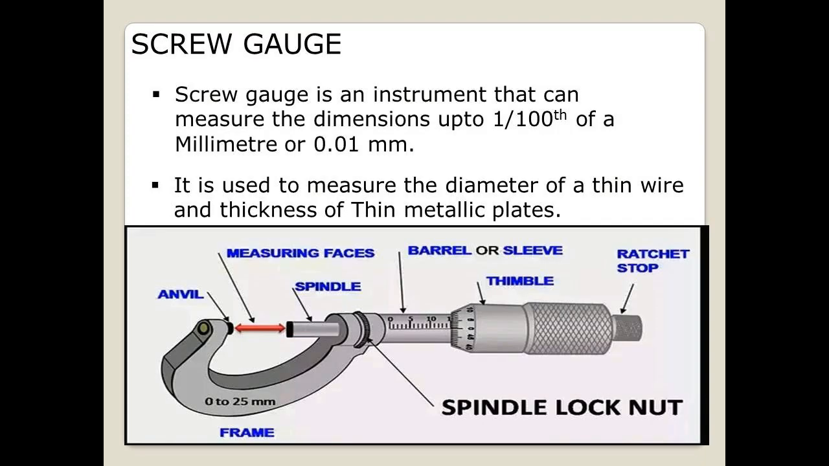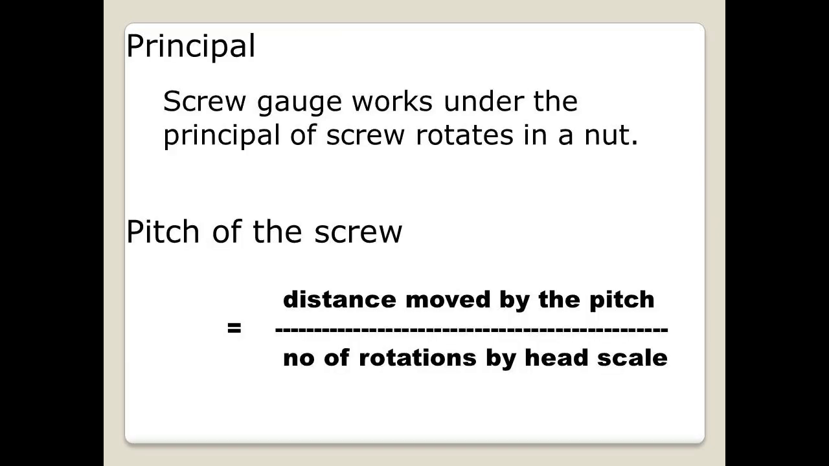Now another instrument, that is the screw gauge. A screw gauge is an instrument that can measure a dimension up to 1 by 100th of a millimeter, or 0.01 millimeter. With this screw gauge, it is possible to measure the diameter of a thin wire and the thickness of thin metallic plates. Here we have the screw gauge parts: the anvil, measuring faces, spindle, frame, that is the U-shaped frame, barrel, that is the pitch scale, then thimble, that is the head scale, and then the ratchet to correct undue error.